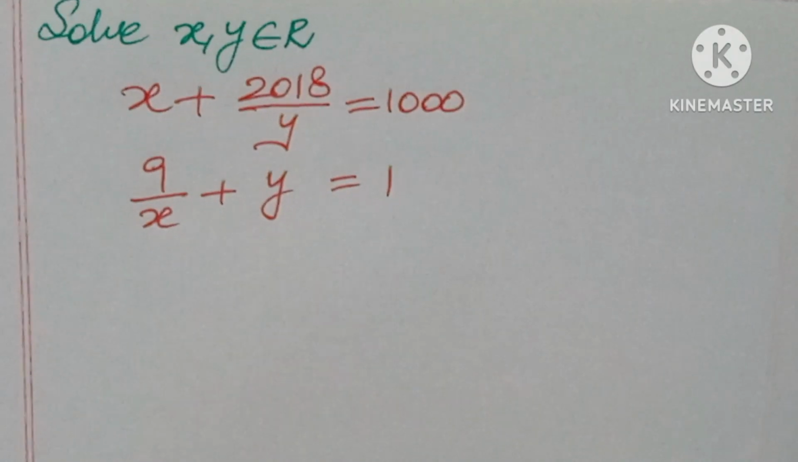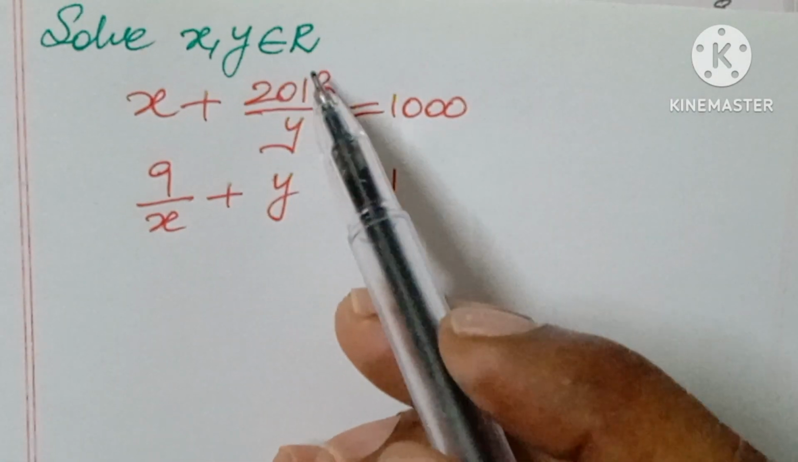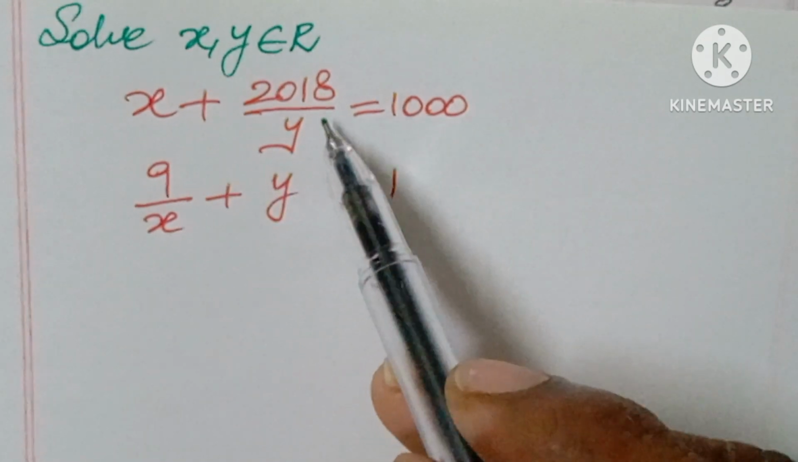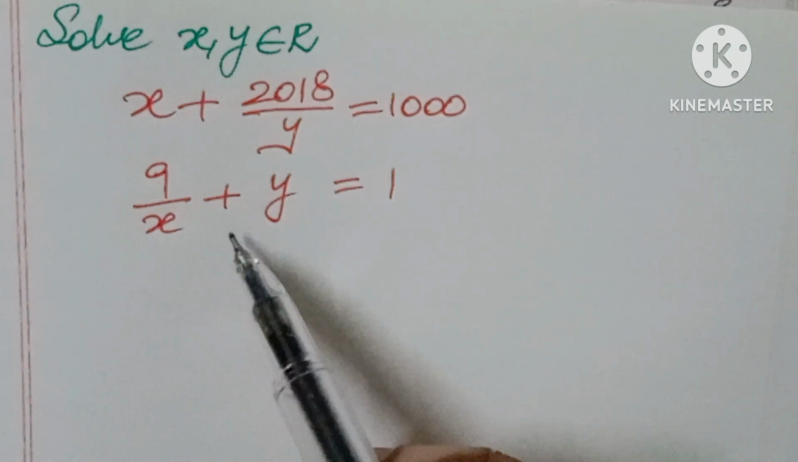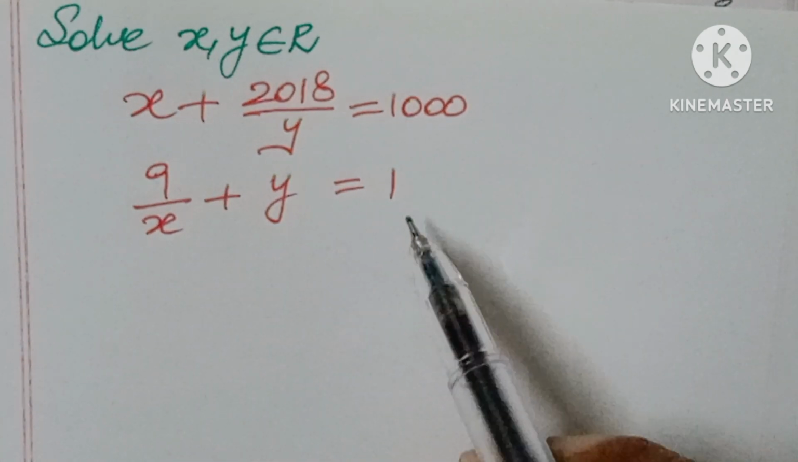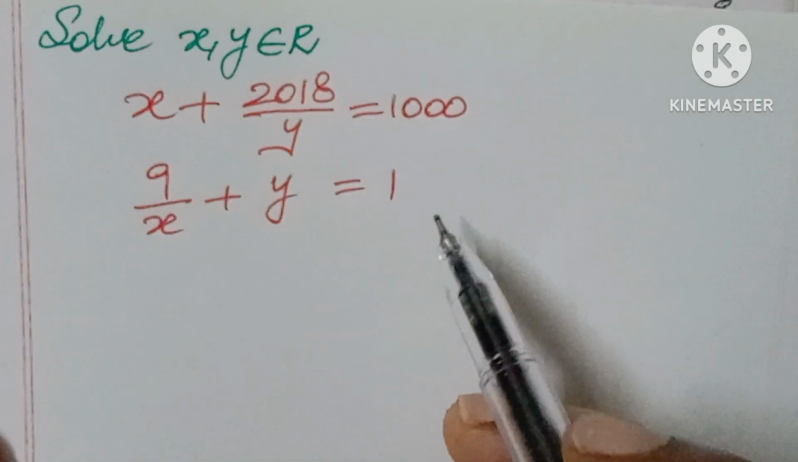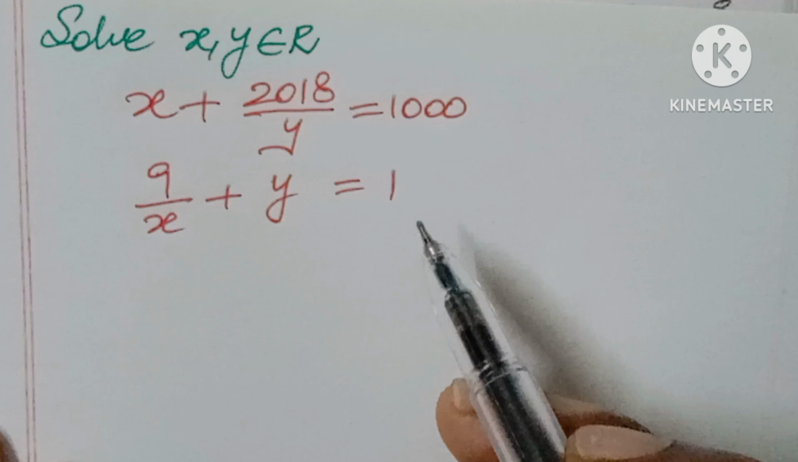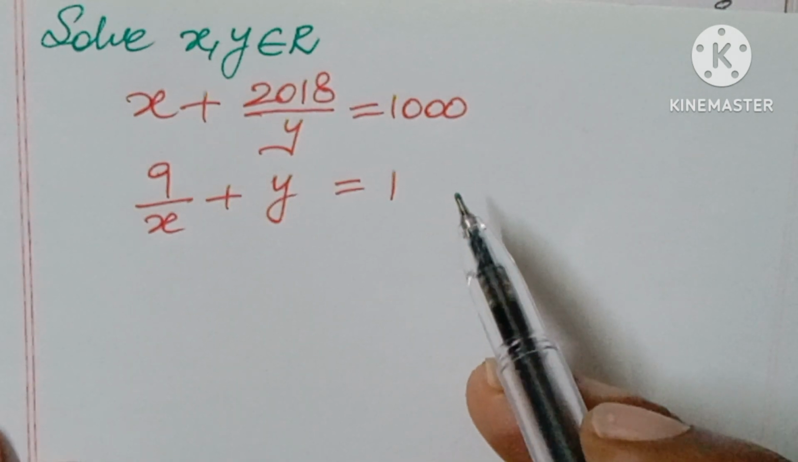Today we are looking at one Olympiad problem. The question is: given x, y belong to R, solve x plus 2018 over y equal to 1000, and 9 over x plus y is equal to 1. We have to find the values of x and y. There is some logic in this problem, that's why it is selected. As you are going to solve this problem, pause the video for 10 seconds and try it.